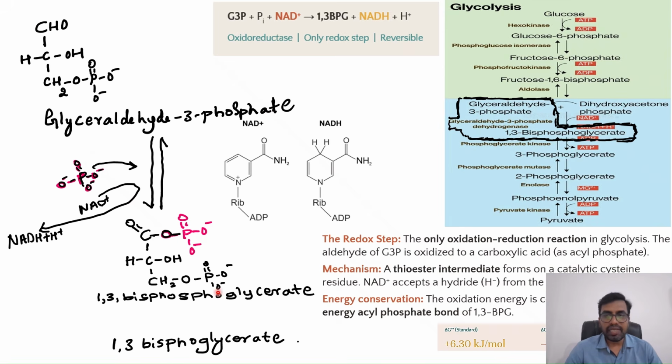Now this is glycerate. Glycerate is a carboxylic acid; you can also call it glyceric acid. However, at physiological pH, it will be in the ionized form. Because of that, it is called glycerate. Now it is called 1,3-bisphosphoglycerate because on carbon number 1 and carbon number 3 we have two phosphate groups.